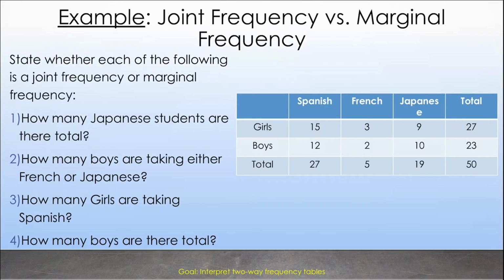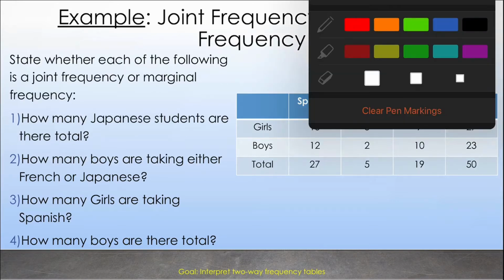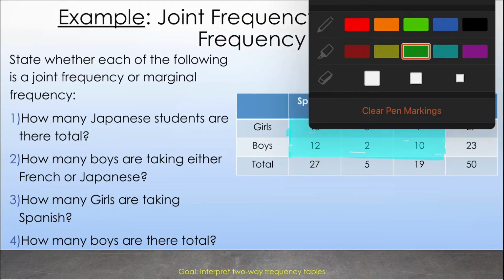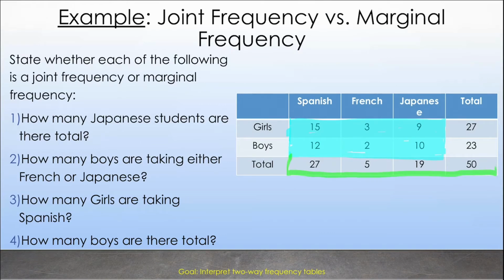Okay, joint frequency versus marginal frequency. State whether each of the following is a joint frequency or a marginal frequency. Just really quick, my joint frequency is going to be anything in this blue section here. We're going to color it in to make it all nice and pretty so we can find things easier afterwards. And then my marginal frequency is going to be anything on the ends in this green highlighted area.